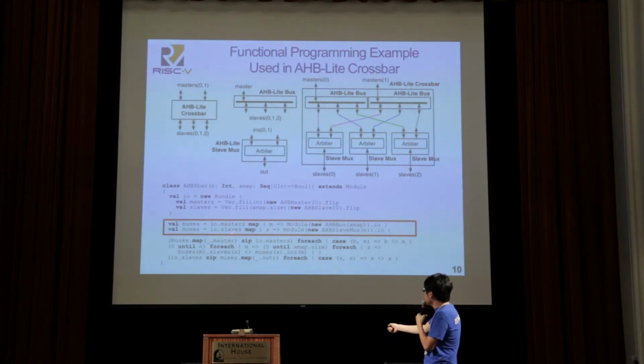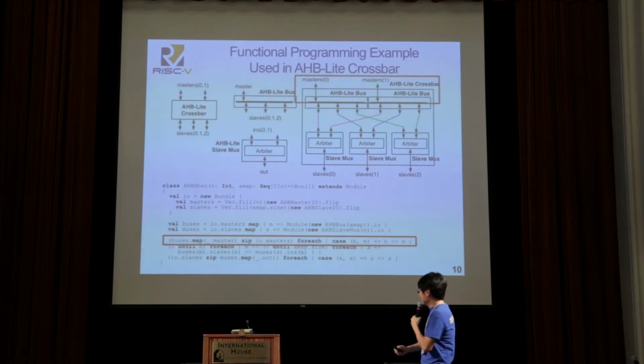And here's the instantiation of this bus, right? You map over the number of the io.masters, and you instantiate the AHB buses, and you return the I/O port of that module. Okay? Now, I also instantiate a bunch of muxes. I do a map over the io.slaves, and then I instantiate the slave muxes, and I return the I/O. Okay? I hope I didn't lose anyone so far.